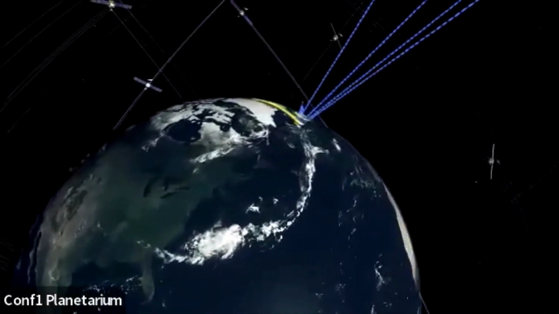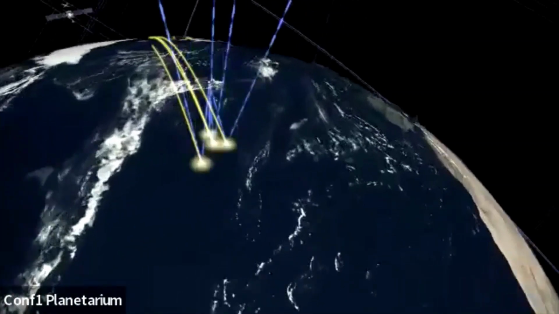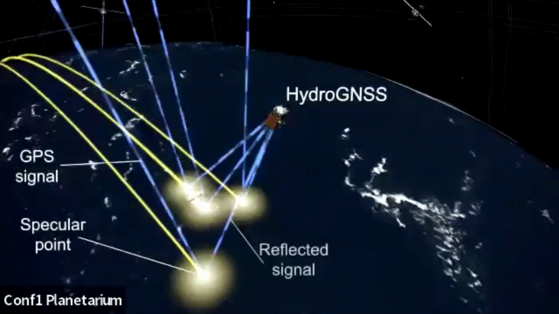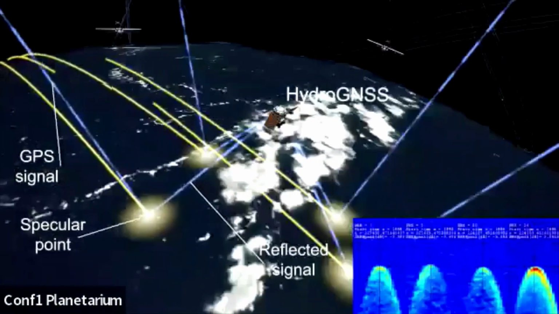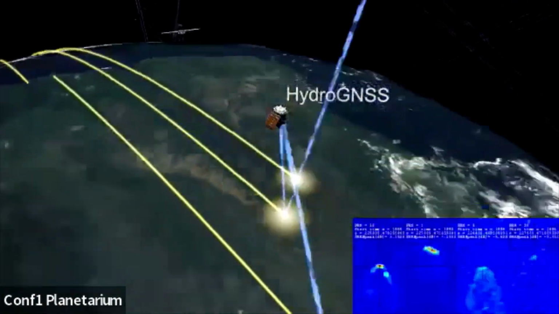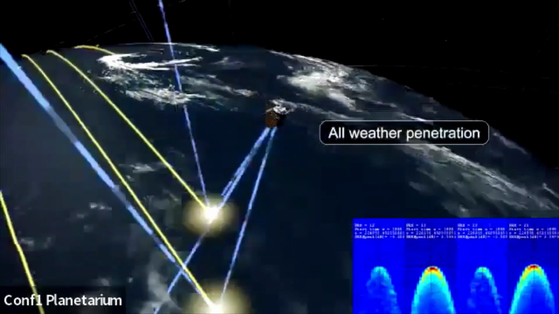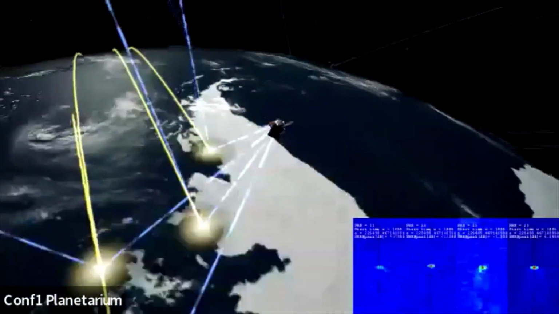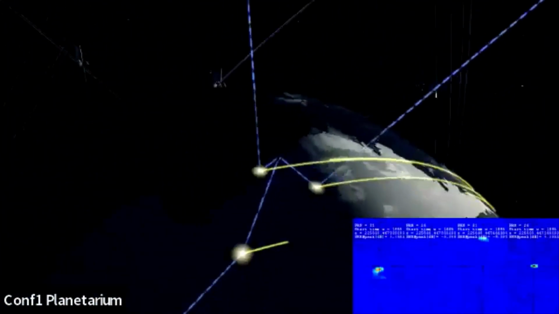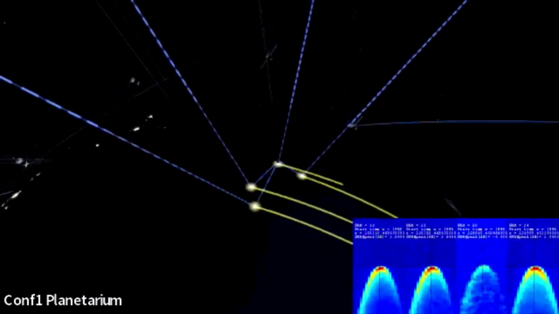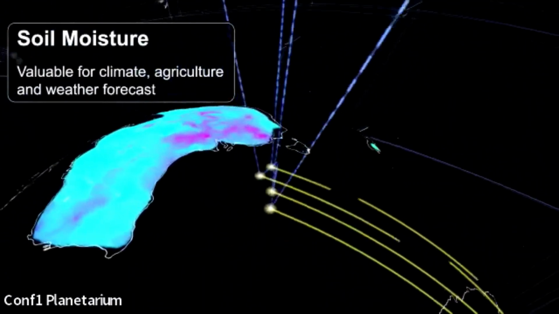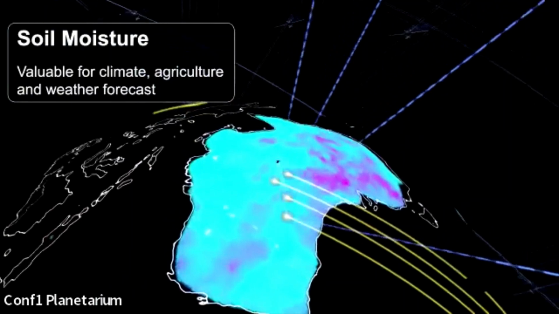And these are transmitting all the time, and our satellite is in a low Earth orbit, and it's picking up the reflections of these off the specular points. And you end up with things called delay Doppler maps there in the bottom right, which contain the information about how well it's reflecting, how rough the surface is, what the dielectric constant is. And this works over all weather. It works because L-band penetrates the land.